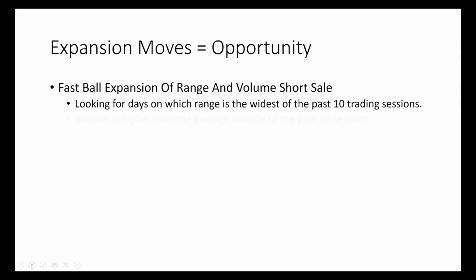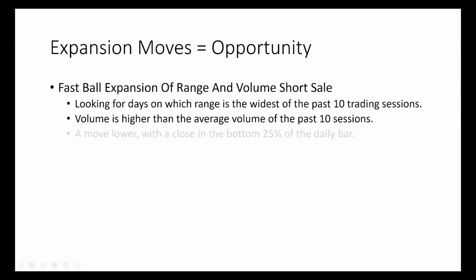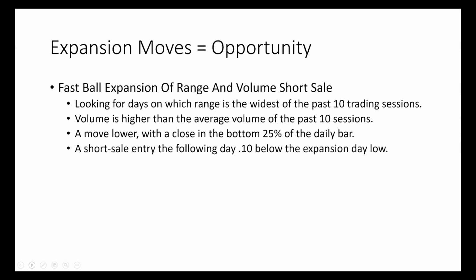In the case of the short, we're looking for the widest range of the past 10 sessions. We're looking for typically the largest volume of the past 10 sessions. For the short side move, I want to see a close down in the bottom 25% of the bar. Ideally, I'd like to see this open at the very top of the bar, close at the very bottom of the bar, big range, big volume, right? That indicates to me that there's institutional activity that's very, very likely to carry over into the next trading session.